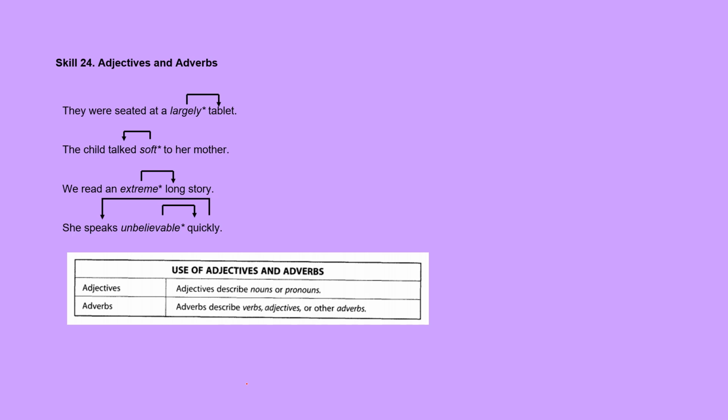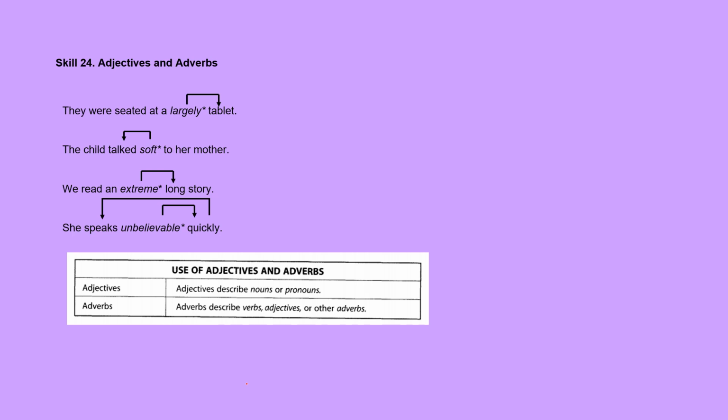Then the next example, she speaks unbelievable quickly. We can find a verb, speaks, which is described by the adverb quickly. Quickly describes the verb speaks. What about unbelievable? Unbelievable is an adjective. In this sentence, unbelievable describes an adverb. Can it be? It cannot be. Why? Because an adjective cannot describe any adverb. The one that can describe an adverb is another adverb. So unbelievable must be in the form of an adverb: unbelievably. She speaks unbelievably quickly.